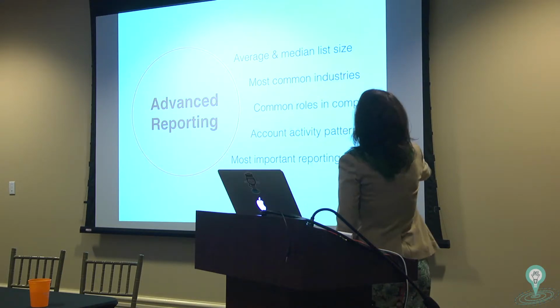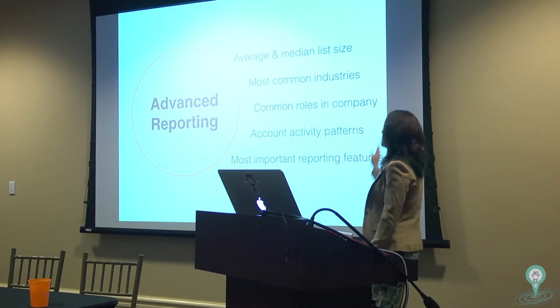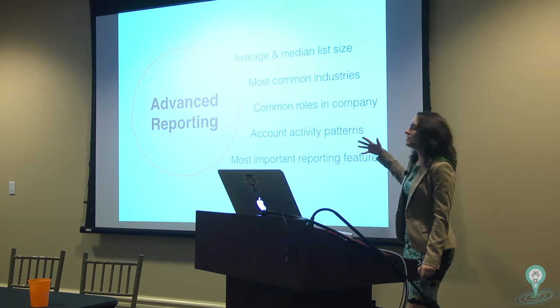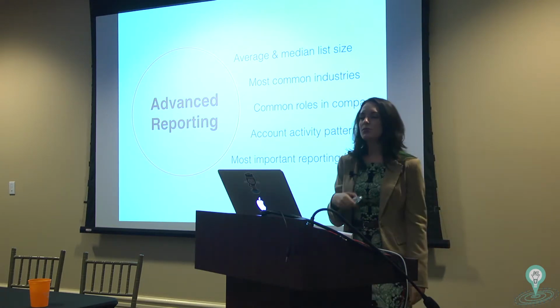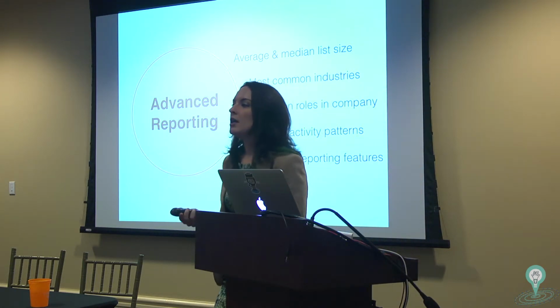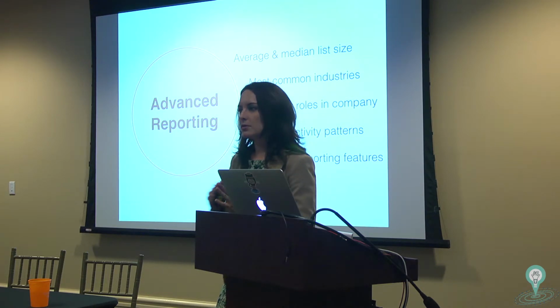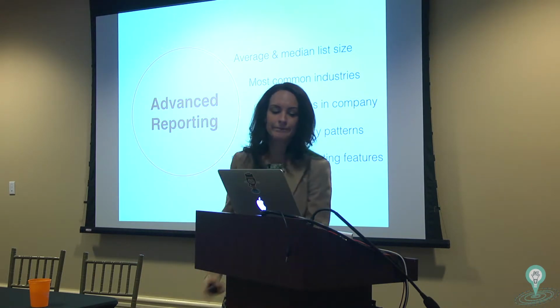We started to look at things like average and median list size, and we could see the common industries and the account information. And then we started to see some really interesting stuff here with account activity. We noticed that these users typically had twice the number of integrations connected to their MailChimp account than an average MailChimp user. So you start to see right away there's a little bit of differentiation. So we're really excited because, okay, I think we're on the right track. This feels really good.